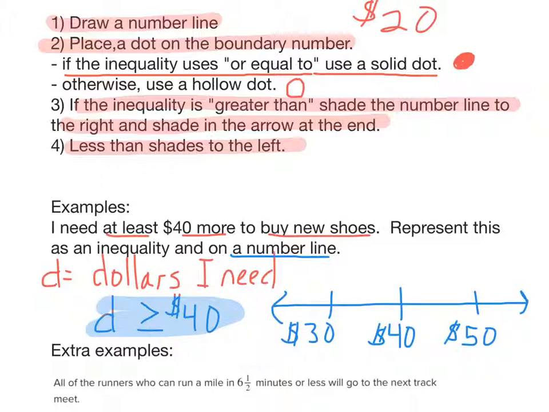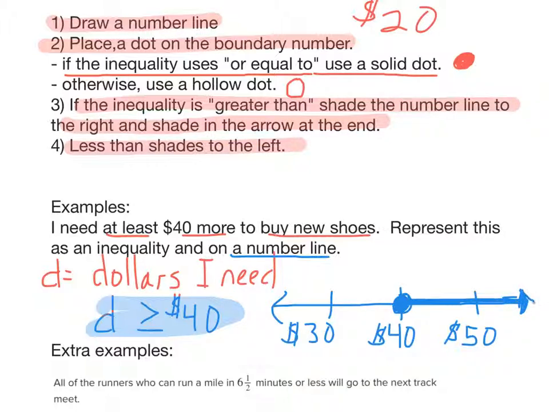If it could be equal to 40, that means the dot on the number line, on the boundary number, gets shaded in. It could be 40, that's why I'm shading it in. It could also be greater than 40. $50 would be enough to buy the shoes. So anything bigger than 40 gets shaded in. So I thicken in the number line, I shade in the number line to the right, since we're talking greater than, and when I get to the end, I shade in that arrow.